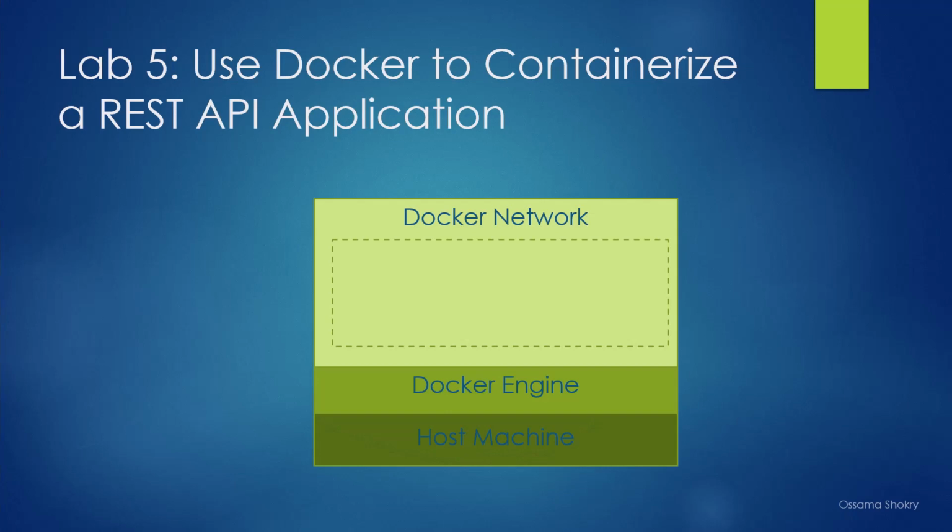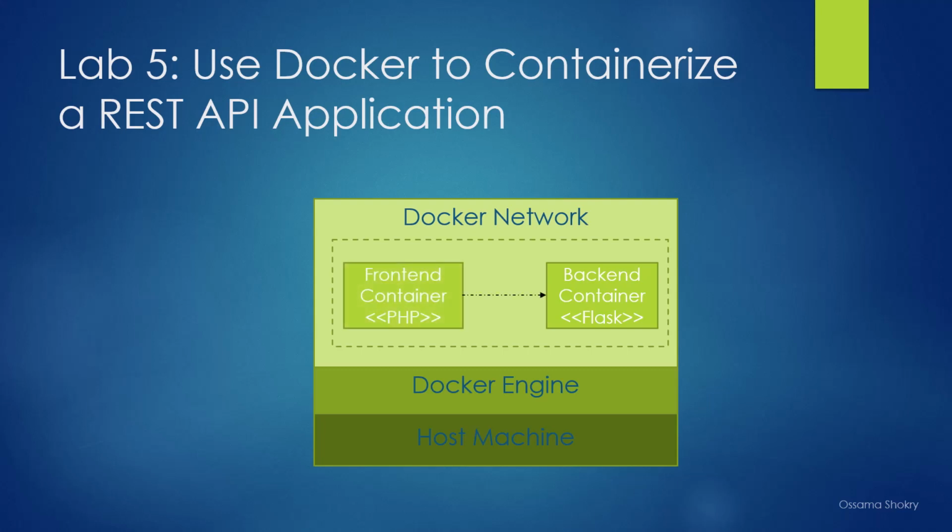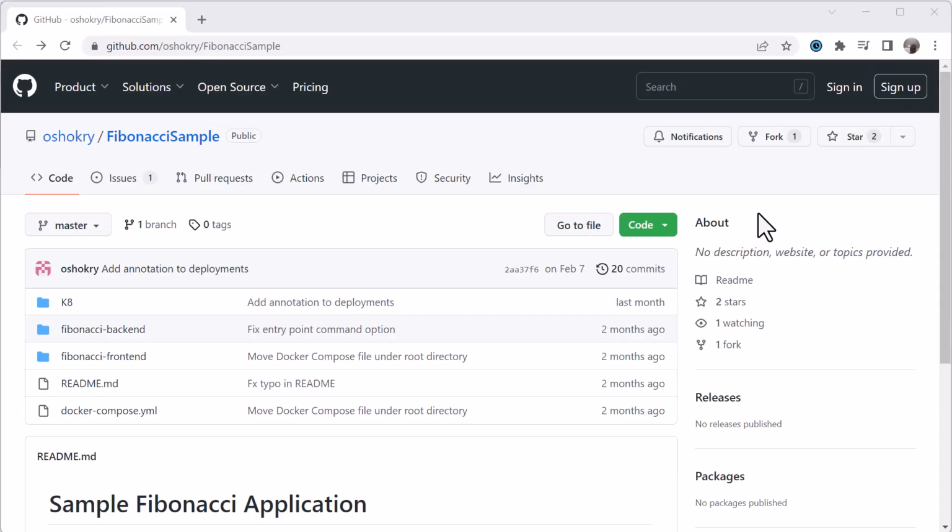This application has two layers: a backend which implements the Fibonacci function as a REST API, and a front end that invokes the REST API and prints the results. In this part, we will focus on the backend layer.